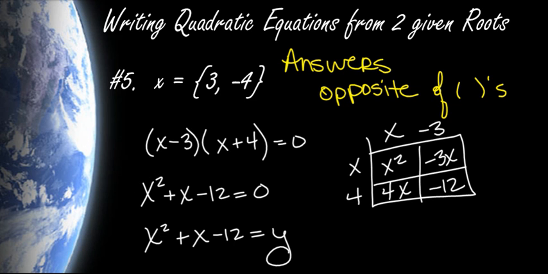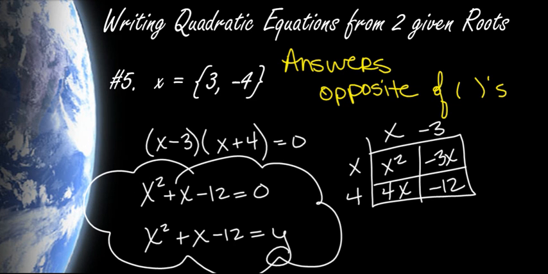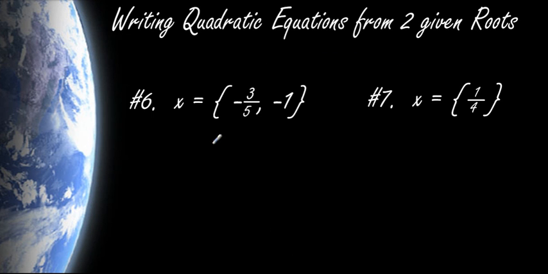Oh, that was a horrible cloud. Let's try it again. Yay me! Let's go and try this one. We want to get these roots back into some parentheses. So we get an x plus a 3/5 times an x plus a 1.